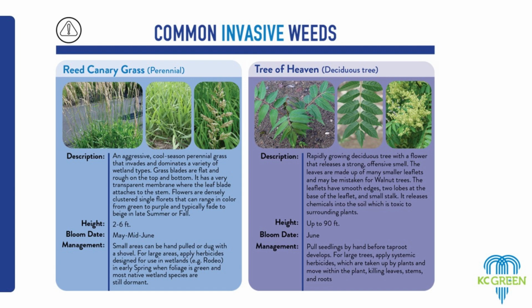If you spot the young seedlings, hand pulling those and getting them out is a good method. If it gets to be a larger tree, 6-7 feet in height, cutting it at the base and then applying herbicide directly to that stem would be the best method to make sure you kill that plant.